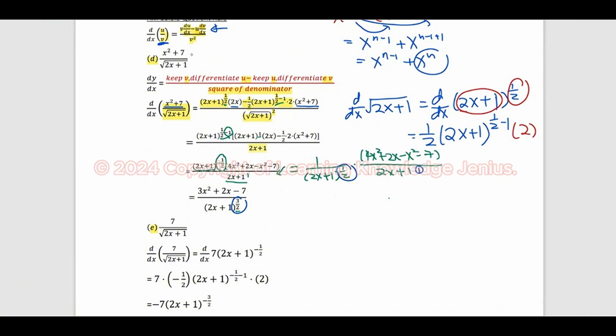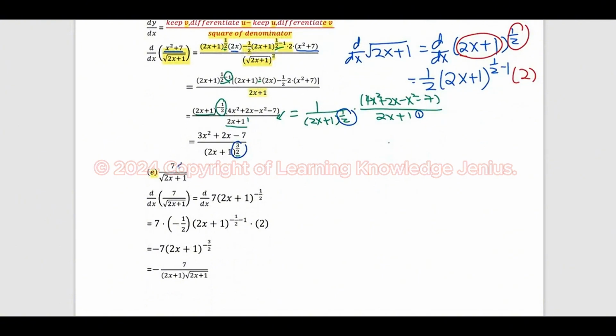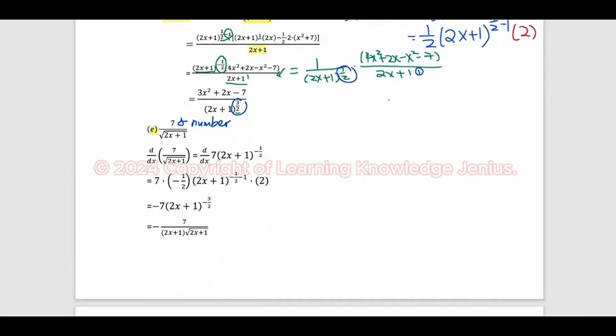Meaning, like the example here, both the numerator and denominator contain x, only then will you apply the quotient rule. But in this case, you realize that the numerator is just a number, just a constant. So we are not going to apply the quotient rule. Instead, all we need to do, we can take a look at what I do. I convert the surd form into the index form. So it becomes the power of negative half here.